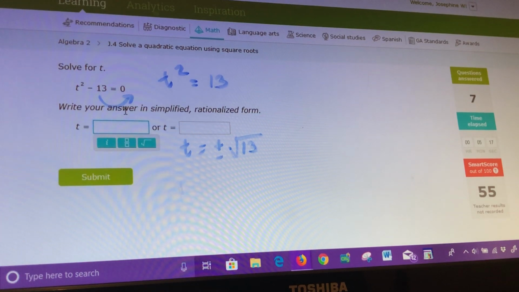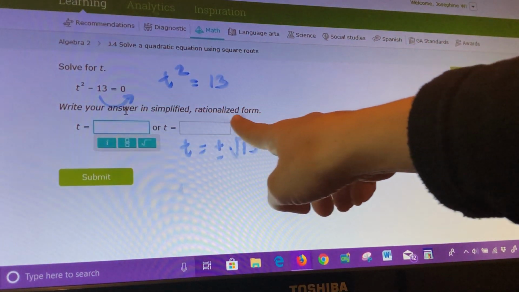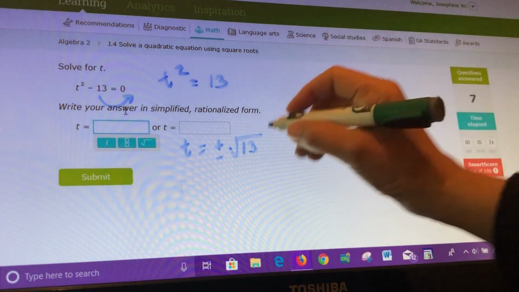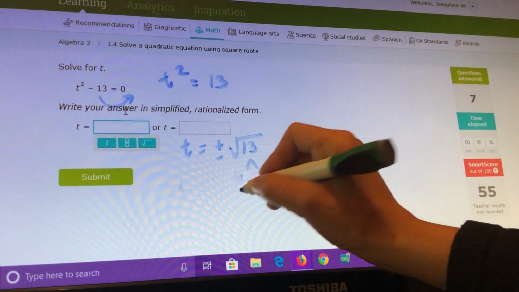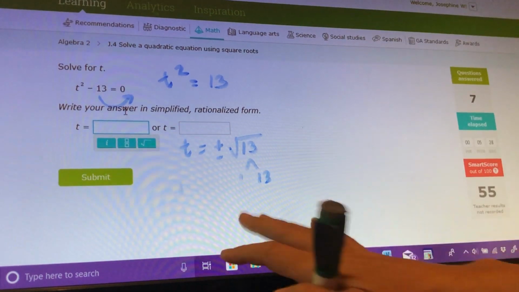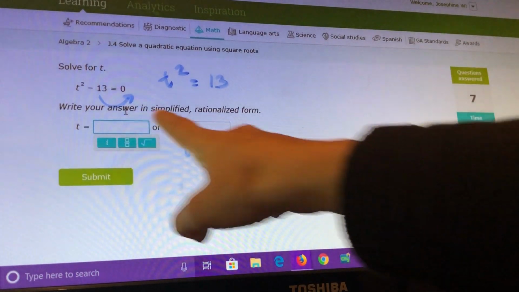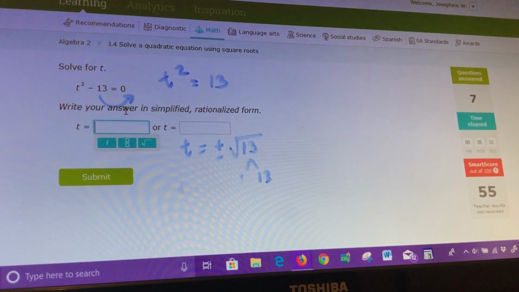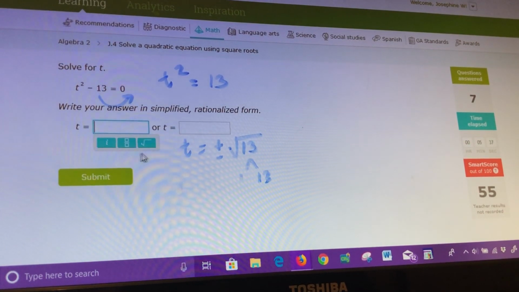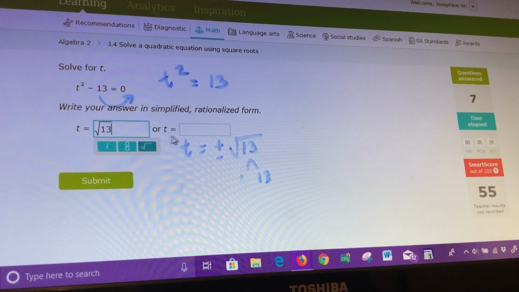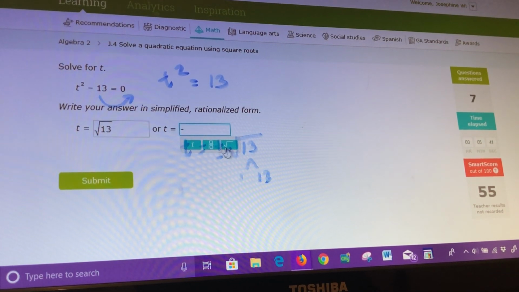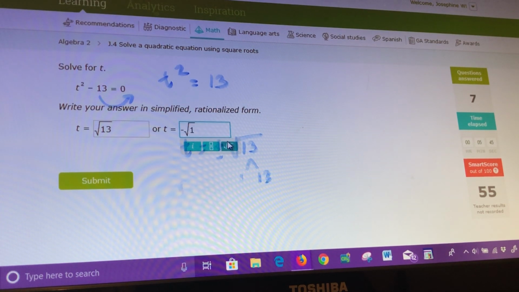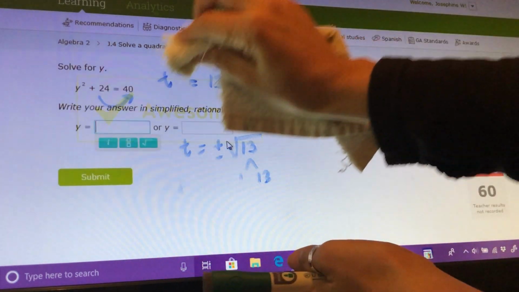It says write your answer in simplified rationalized form. So that means you have to look at how to break 13 down. How can I break 13 down? 13 doesn't break down, it just becomes that. And there are no squares to take out, so that is my simplified form. Now it has to be simplified, okay? So if you don't simplify, you're going to get it wrong. So t equals plus or minus radical 13.